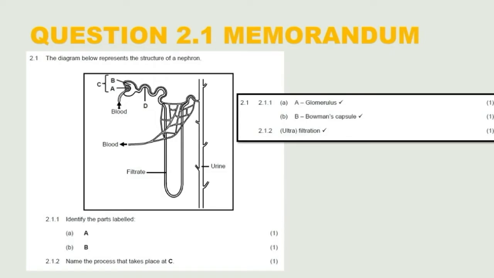So let's have a look at our memorandum, 2.1.1. They asked us to identify the parts labeled A and B, where A is the glomerulus and B is Bowman's capsule. Together they form the Malpighian body. Then name the process that takes place at C, which will be either ultrafiltration or just filtration, as they have indicated in this section.